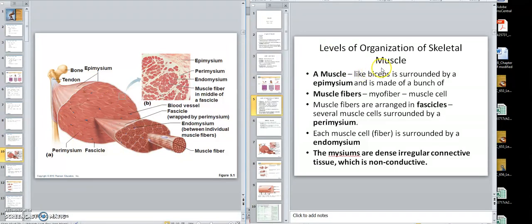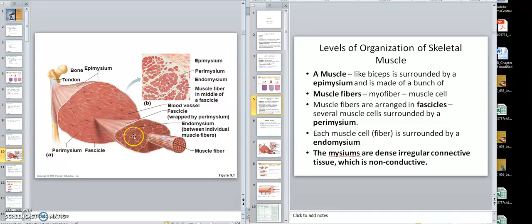A muscle is surrounded by the epimysium and is made up of a bunch of muscle fibers. This is one fiber. Now a muscle fiber is really one muscle cell. That right there is one muscle cell. In skeletal muscle, though, muscle fibers are arranged in fascicles. A fascicle is several muscle cells surrounded by this perimysium.